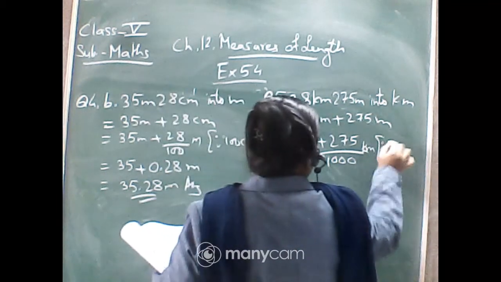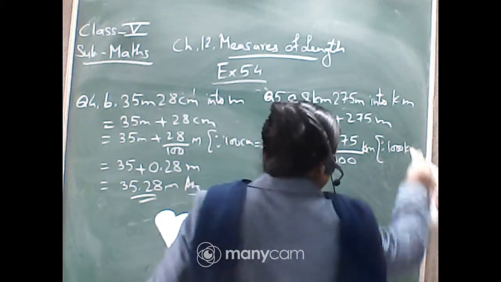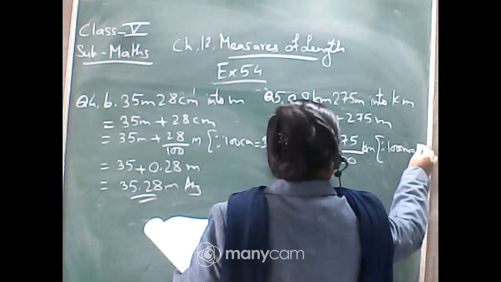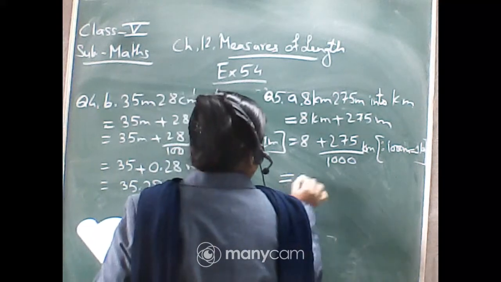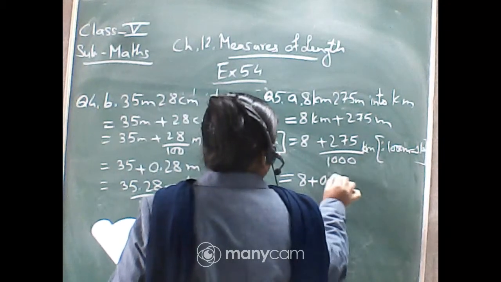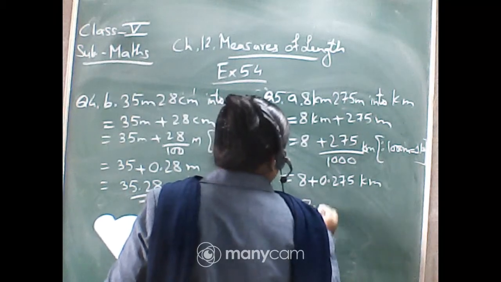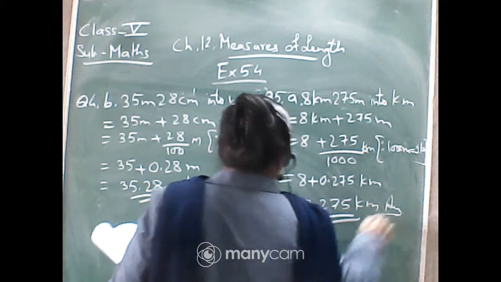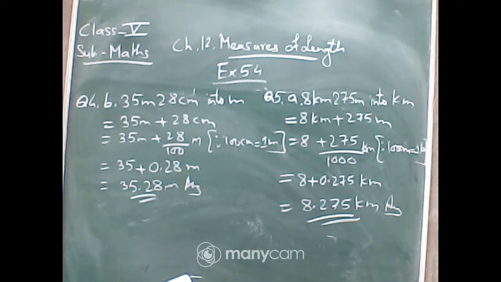we know that 1000 meter is equal to 1 kilometer. So this will be 8, 1, 2, 3 digit, that means 0.275 kilometer, and after adding it is 8.275 kilometer as the answer we are getting.